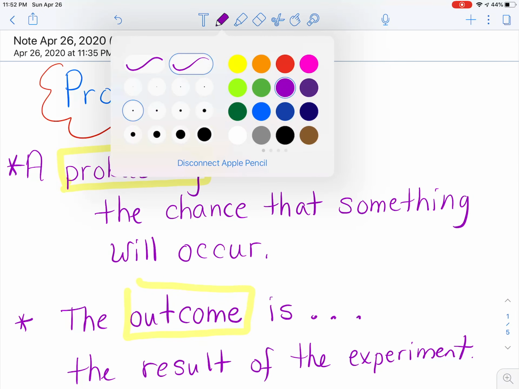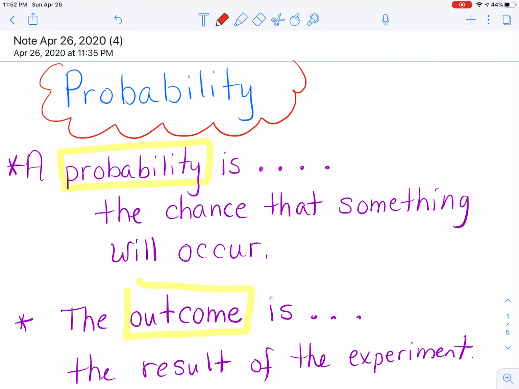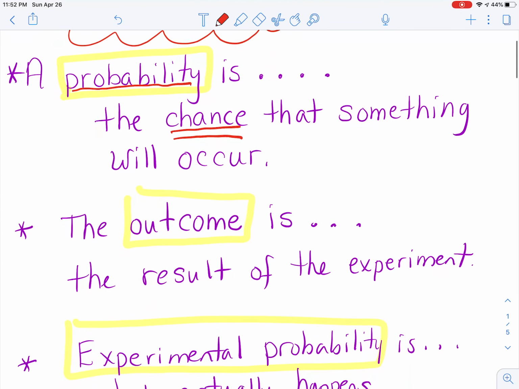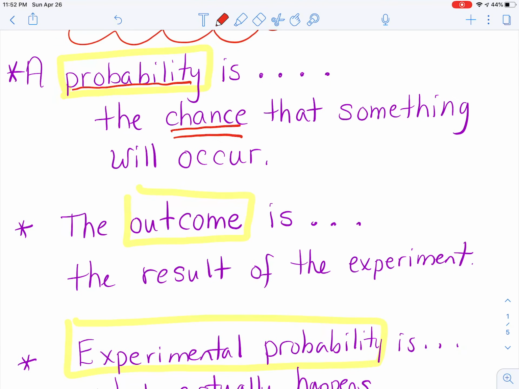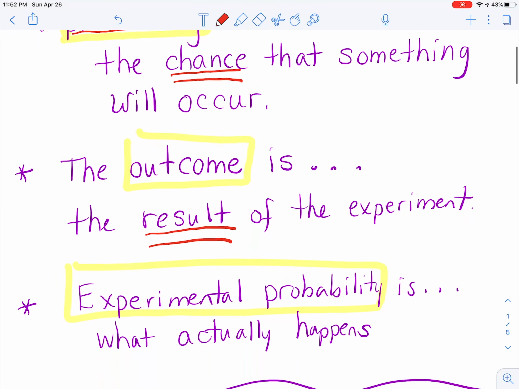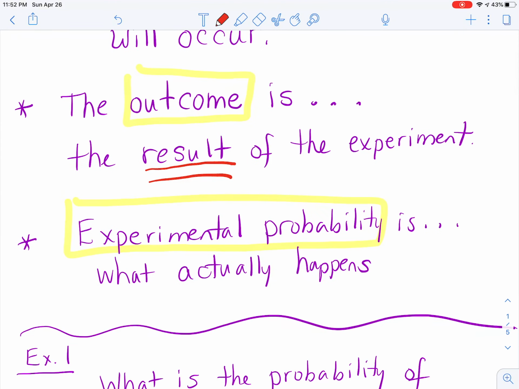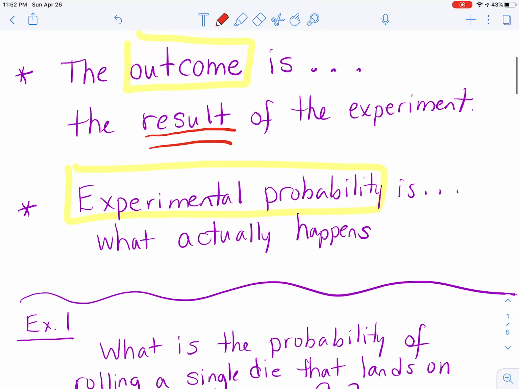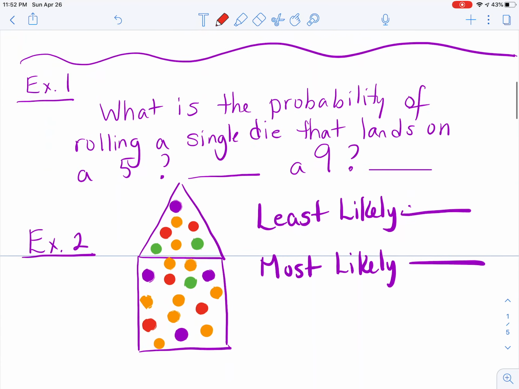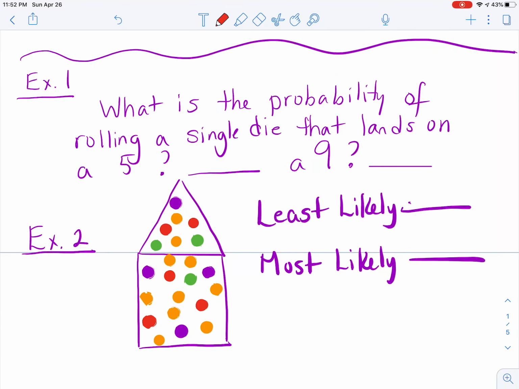All right, we're going to talk a little bit about probability. And probability, this word right here, is the chance that something will occur. The outcome is the result of the experiment. And an experimental probability is what actually happens once the experiment is done. Let's look through some examples.